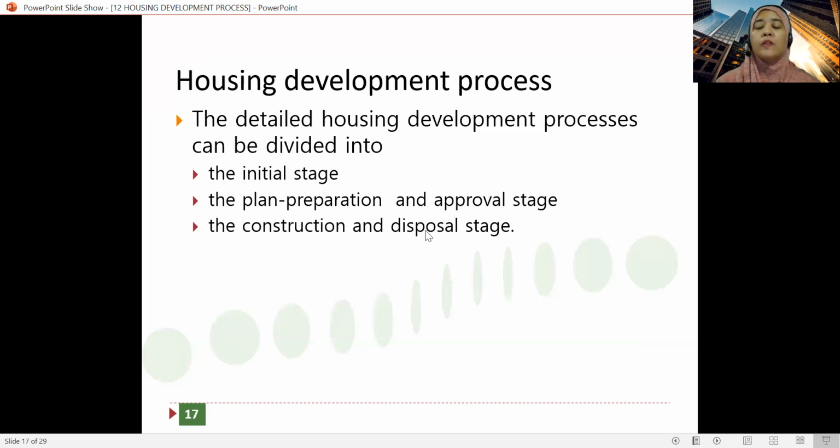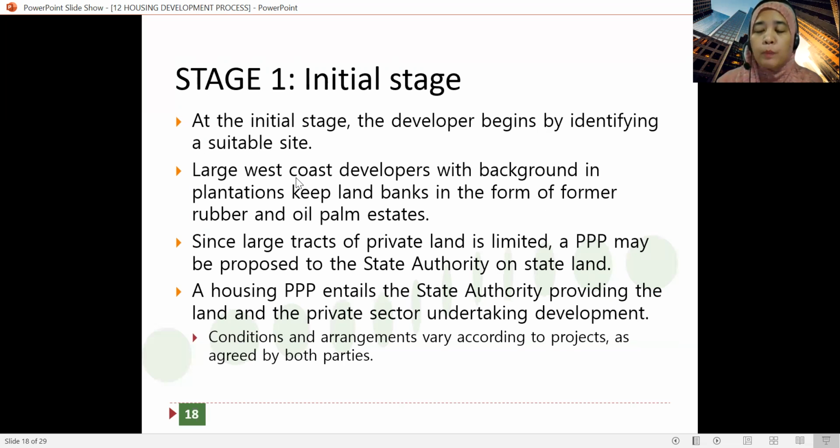Next one is the process, as we said before. At the end of this lecture, you should be able to explain the housing development process. The detailed housing development process can be divided into 3 stages: the initial stage, the plan preparation and approval stage, and also the construction and disposal stage. The first one, the initial stage, is about finding the site or identifying a suitable site.